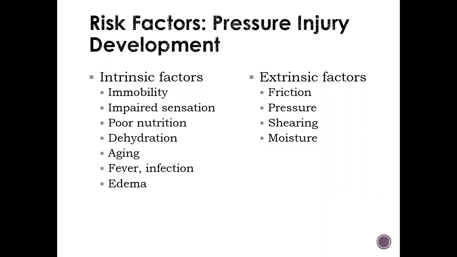And then we have our extrinsic factors. So extrinsic factors are things that we as nurses can prevent or eliminate for our patients. So friction. Friction damages the outer protective epidermal layer, decreasing the amount of pressure needed to develop the skin lesion. Every time we pull a patient up in bed, they can get a friction injury if we do not have people actually lifting and they're just sliding the patient up.